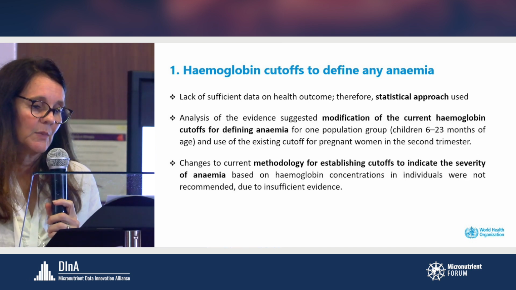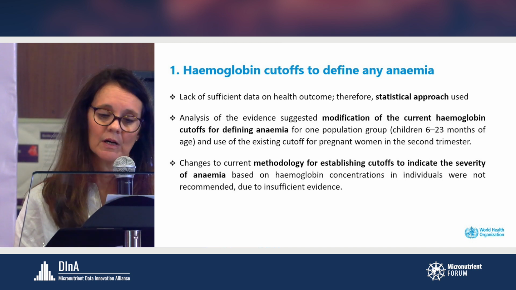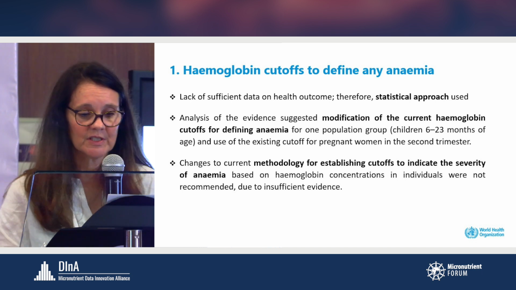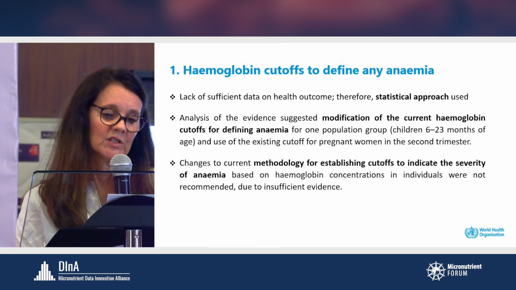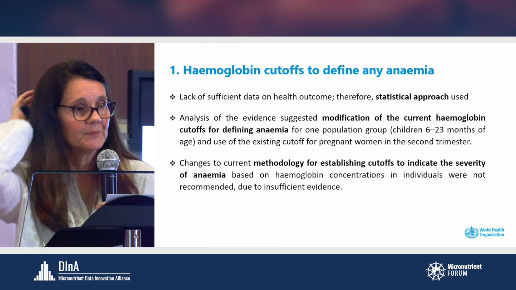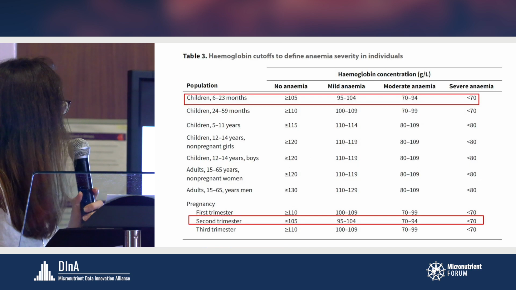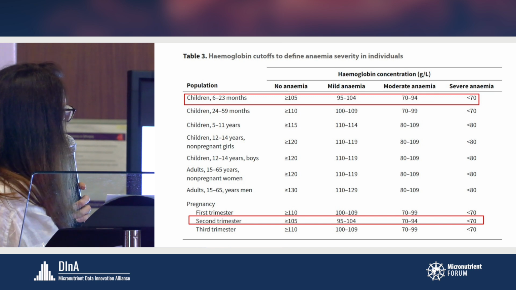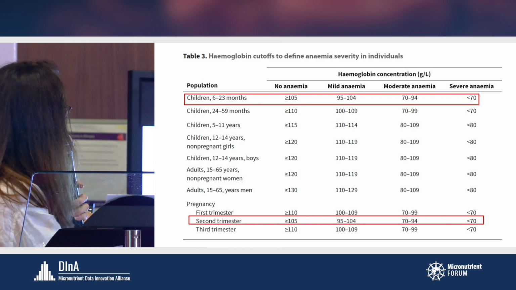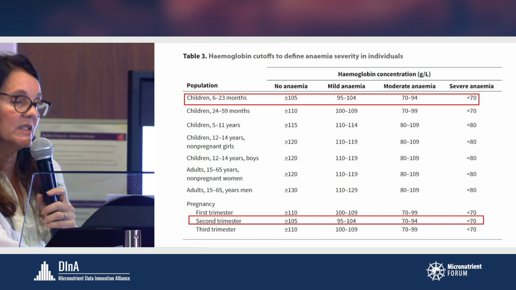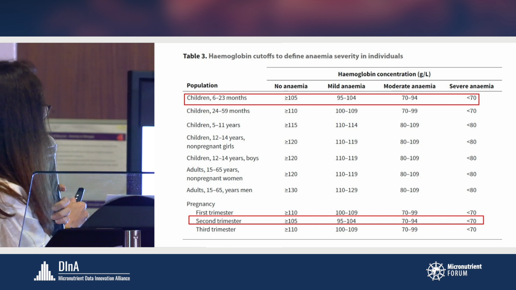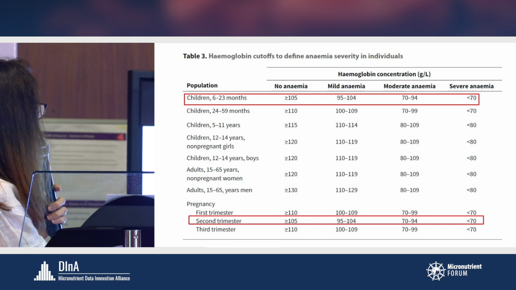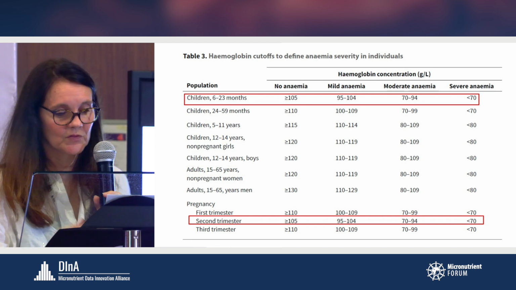We also maintained the methodology that was established for the severity of anemia in an individual, as we did not have any further sufficient evidence for alternate methods, such as health or clinical symptoms as well. So this is what the hemoglobin threshold table looks like for defining no anemia, mild, moderate, and severe anemia. And you can see just in the red boxes, those are the ones that have changed. So the thresholds for children 6 to 23 months of age, and then reverting back to the thresholds by trimester of pregnancy that were shifted downward.